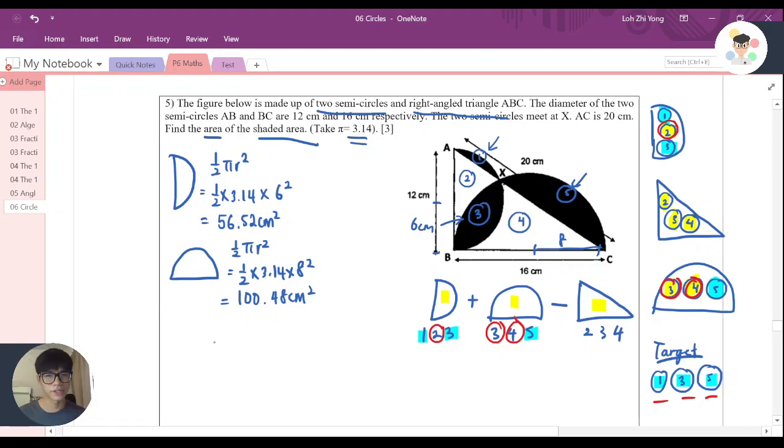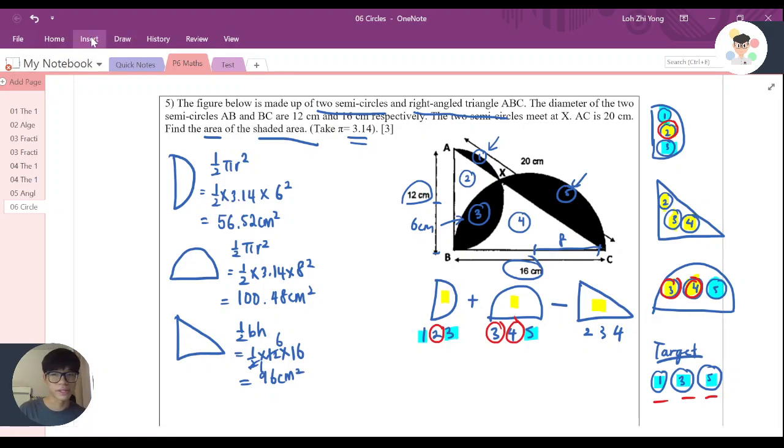And of course, the last one we need to find is this triangle. The triangle is very simple, right? I know the height is 12. I know the base is 16. Again, this is a triangle, so it's half times base times height, half times 12 times 16. So I simplify, and it's equal to 96 cm squared.